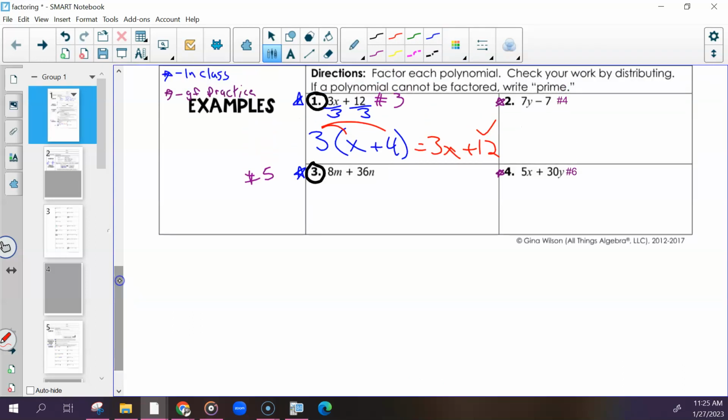Let's try the second one. Highest number we can divide out of both? 7. If we're dividing them both by 7, 7's going to come out in front of parentheses. What would be left inside? 1? y minus 1. Multiply it back out. 7y minus 7. That works.